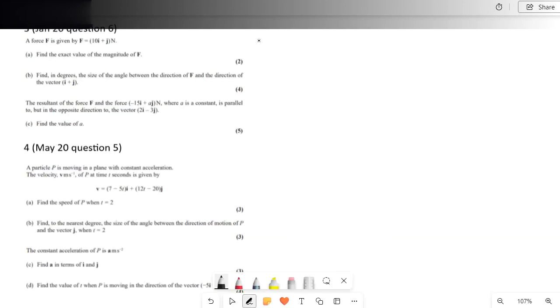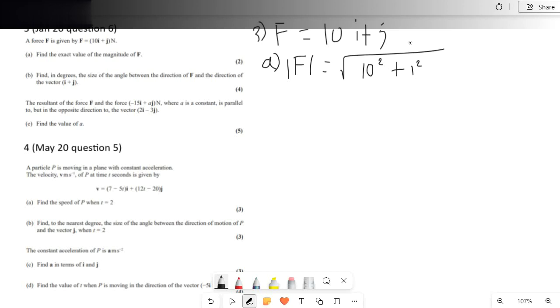For number 3, which is an official question from Jan 2020, question number 6, it is given that F is a force which is 10i plus j Newtons. So we have to find out the magnitude of F in its exact value. So we know that the magnitude of the force should be the modulus of the vector. So modulus of F is equal to root over 10 squared plus 1 squared. So this is 100 and this is 1. Therefore our exact value is root 101 newtons.